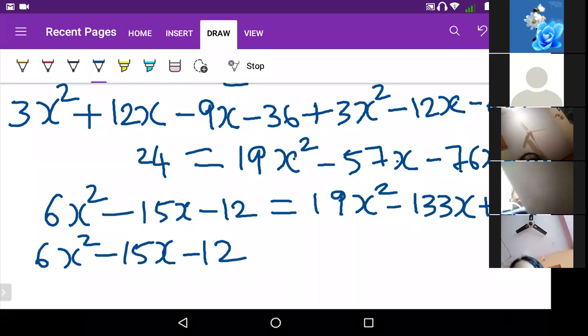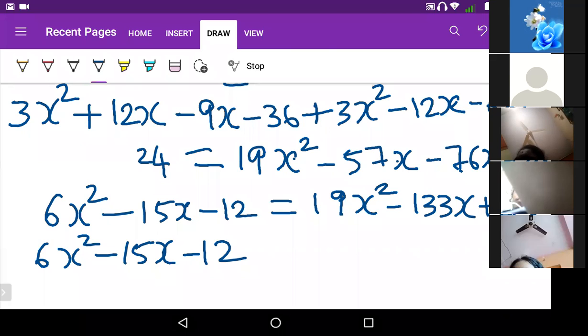Okay, many of them are giving me the answers. 13x square minus 118x plus 240 is equal to 0. Correct. Spurti, your answer is right. What you're supposed to do is multiply the whole equation by minus. Okay, then you will get the signs correctly. Fine. So let us continue.